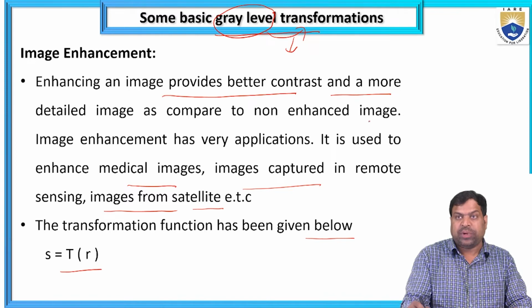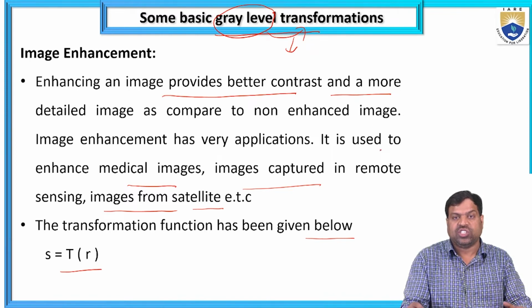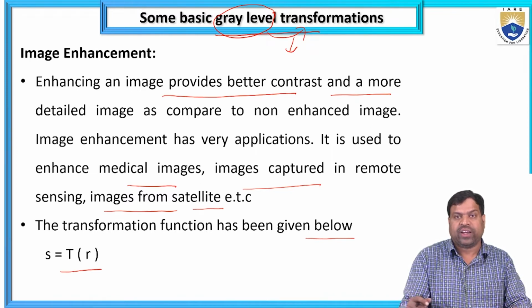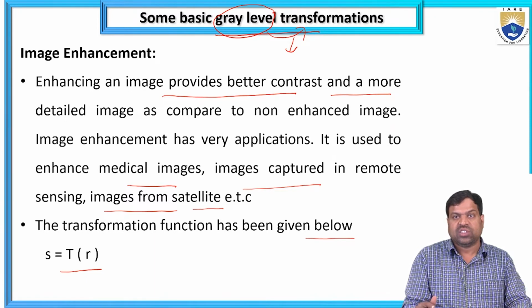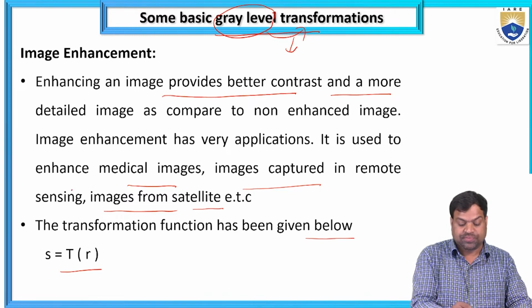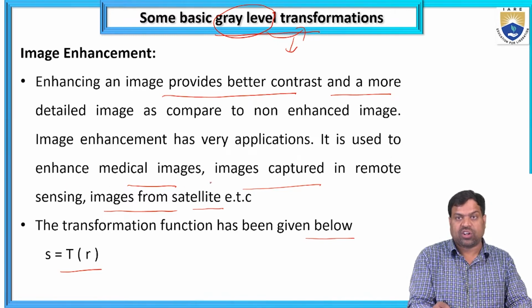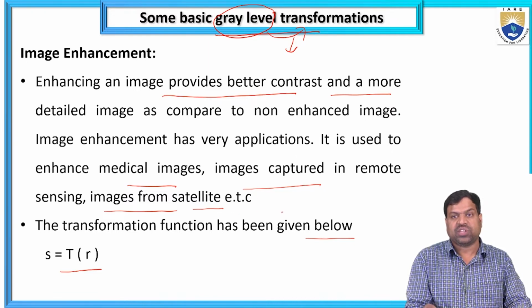So, it provides better contrast. Contrast means the adjustment of black and white color, and it gives a detailed image compared to a non-enhanced image. Before enhancement, the original image is the non-enhanced one. So, what are the applications of image enhancement, and where are we using it? It is used in medical images, images captured in remote sensing, images from satellites, etc.